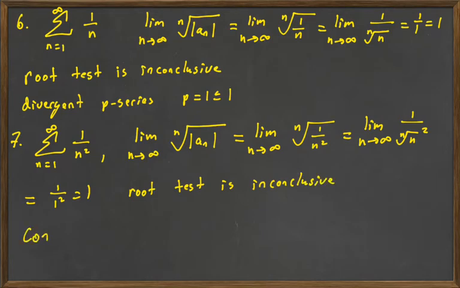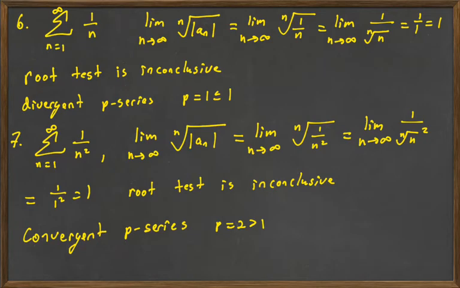However, we know that this is a convergent P series, where P is equal to 2, and that's greater than 1. So this is an example of why the root test is inconclusive if the limit of the nth root of the absolute value of a sub n is equal to 1. The series could either diverge or converge, and that just doesn't give us a good result. We've got to try something else.